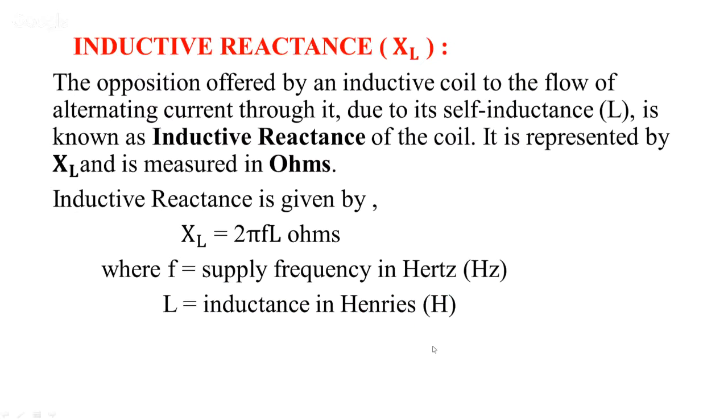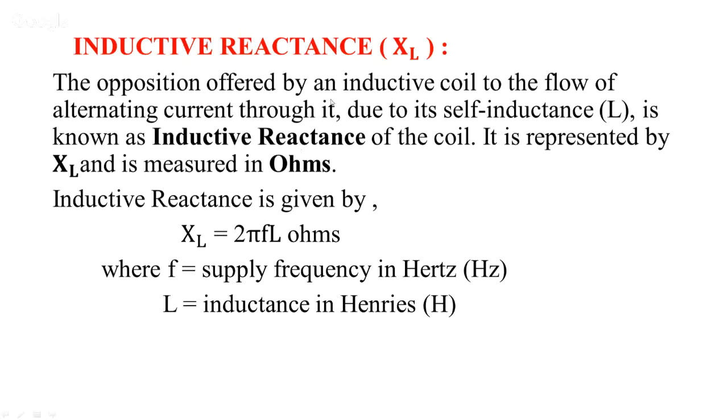Next, we have to understand what is inductive reactance. It is the opposition offered by an inductive coil to the flow of alternating current through it due to its self-inductance, and is known as the inductive reactance of the coil. It is represented by XL and is measured in ohms.